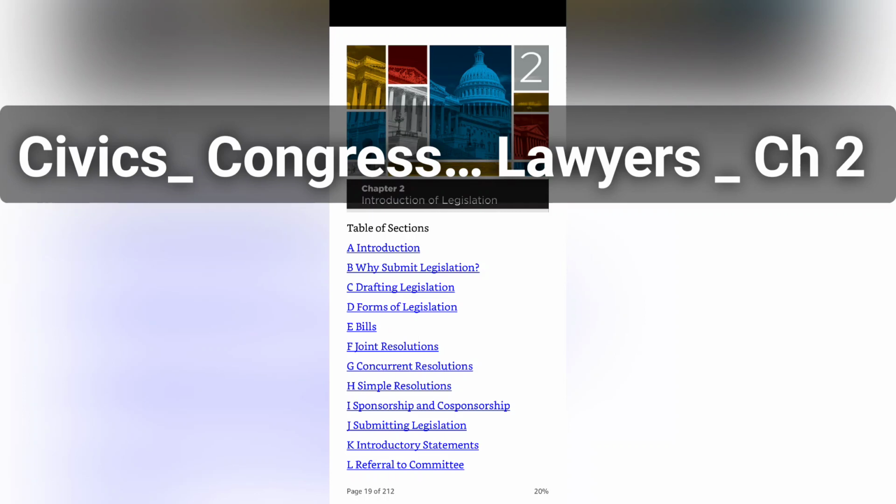C. Drafting legislation. The first step in getting a law passed is drafting legislation. Anyone may write legislation, but only a representative in the House or a senator in the Senate may introduce a bill. Most bills, however, are written by members of Congress. This is done with the assistance of staff in the member's office, committee staff, and legislative counsel. A nonpartisan legislative counsel office exists in both the House and the Senate.